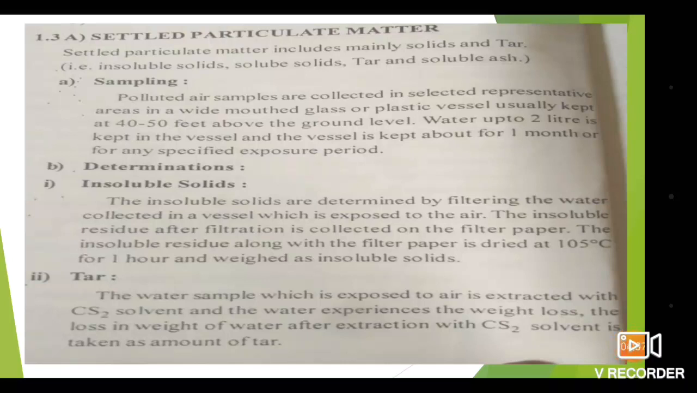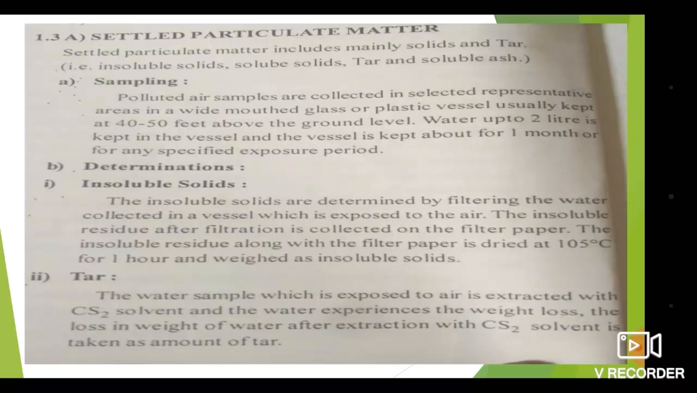How is the sampling done? The polluted air samples are collected in selected representative areas in wide mouthed glass or plastic vessels, usually kept at 40 to 50 feet above the ground level. Water up to 2 liters is kept in the vessel, and the vessel is kept for 1 month or for any specified exposure period.